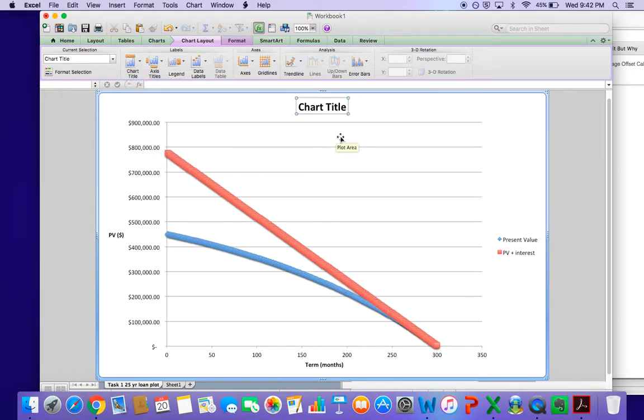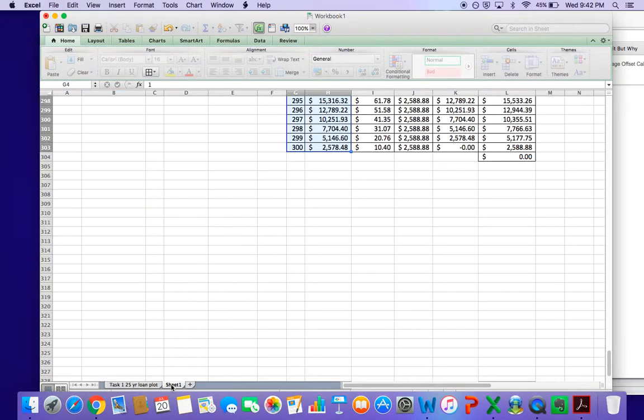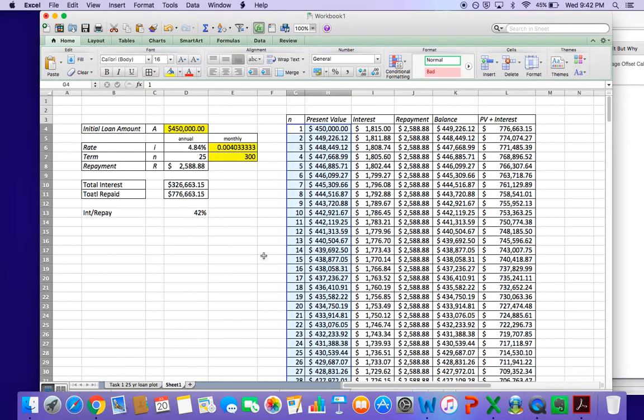So we'll call this a 25-year term annuity. And there we have it. So there's our graph and there's our spreadsheet.